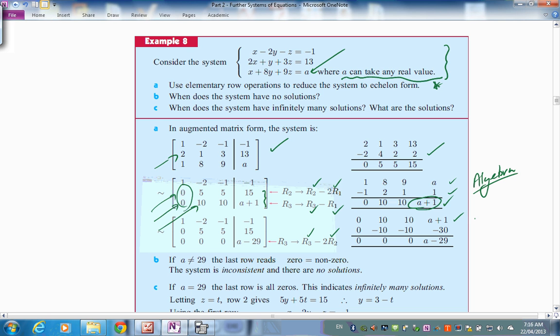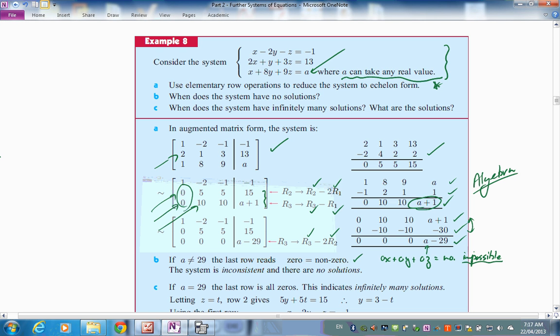Let's do it. Row 3's got an A plus 1. Take 2, row 2. Now just adding these here, how's your directed number work? A plus 1, take 30, is A, take 29. Okay, so what are we going to do now? Well, A could be anything. Let's discuss it. If A is not 29, if A is any other number, here it is, we would have 0x plus 0y plus 0z equals some number, if A is not 29. Okay, this is not possible. This is inconsistent.